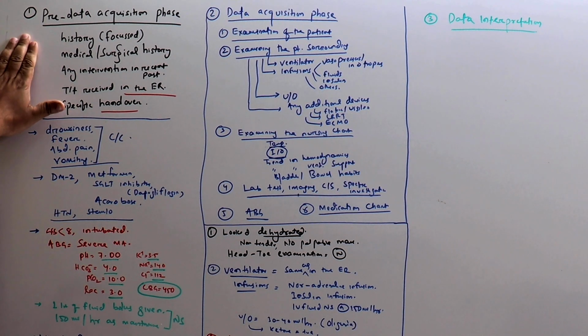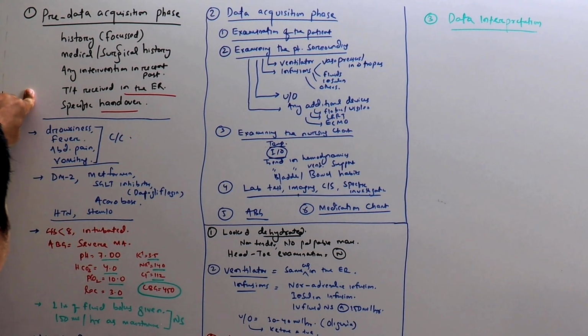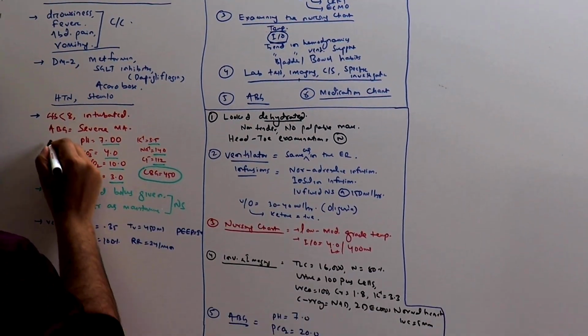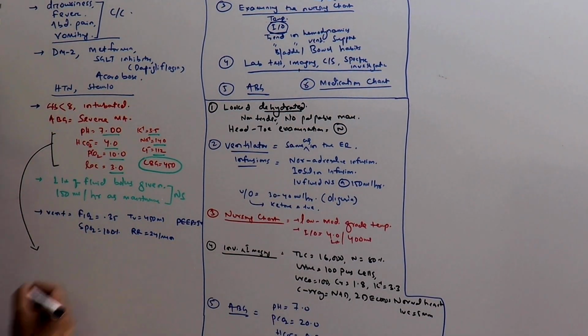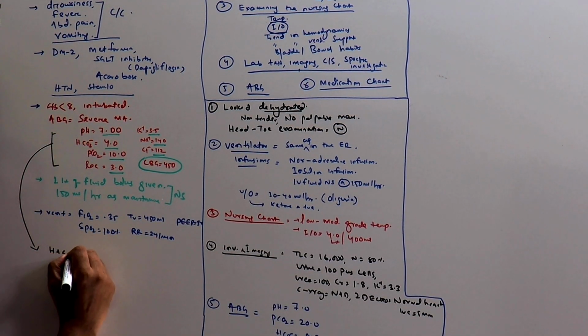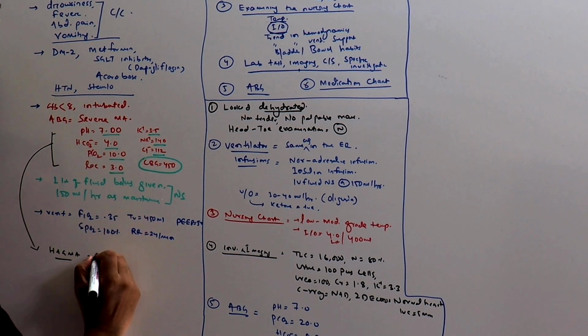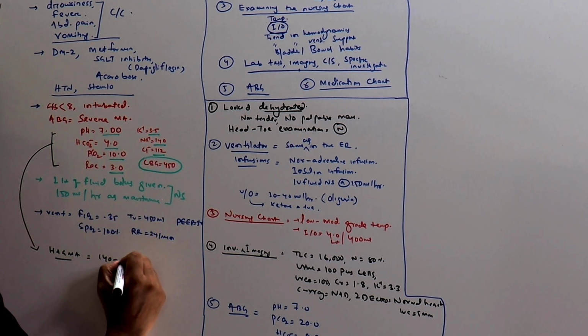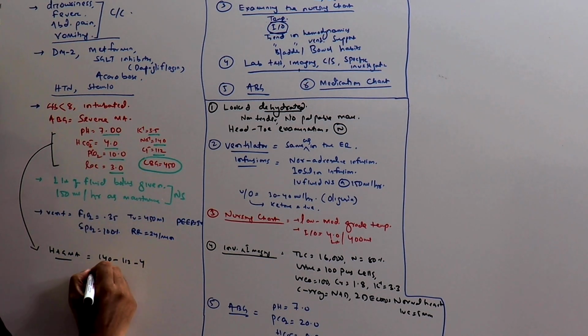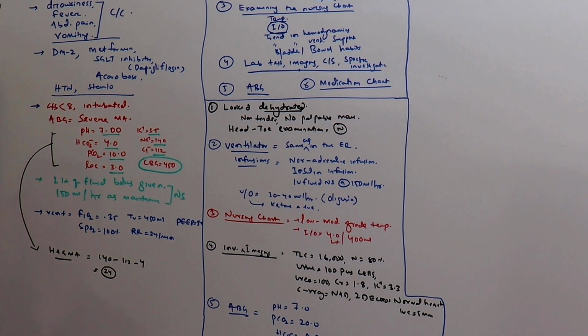So in the pre-data acquisition phase, we took the history, the medical history in the past, any intervention in the recent past, treatment received in the year, and a specific handover. If you see in the emergency, the ABG suggests the metabolic acidosis is actually a high anion gap metabolic acidosis. Why? Because sodium is 140, minus chloride is 112, minus bicarbonate is 4, that is 24. This is a high anion gap metabolic acidosis.